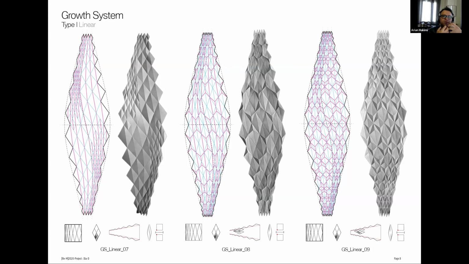This is actually what we are searching for, trying to understand how each of these systems, through this manipulation, playing with the primary grid and the secondary grid, how this very simple act could have a very drastic outcome.